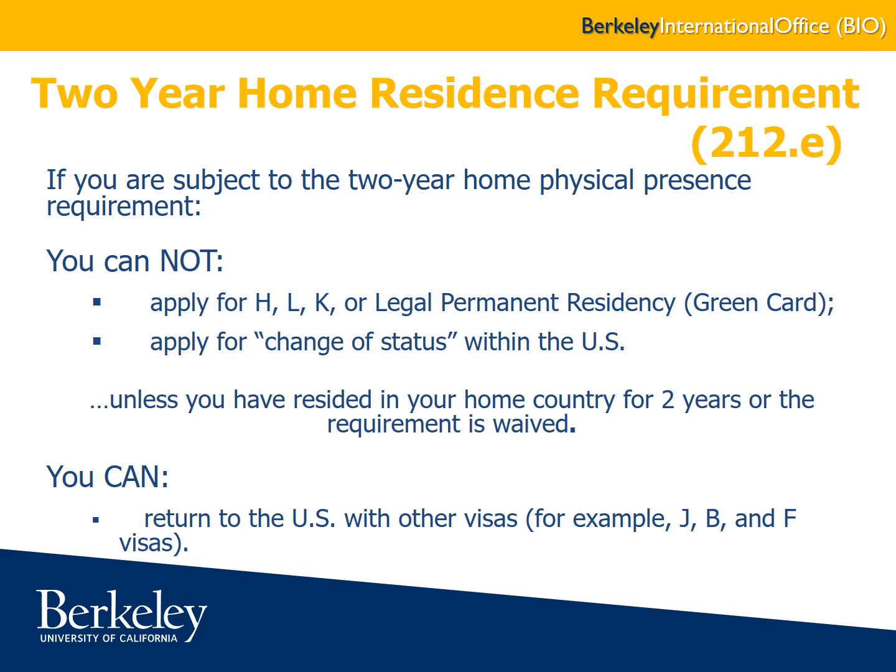If you are subject to the 2-year home residence requirement, you will need to physically reside in your country of legal permanent residence for an aggregate of 2 years before you can apply for an H or L visa, or legal permanent residency, also known as a green card. You are also not eligible to change your visa status within the U.S. Being subject does not mean that you are barred from the U.S. You can still return to the U.S. in any other visa status for which you are eligible, such as J, B, or F.